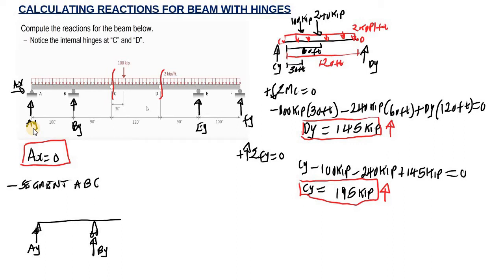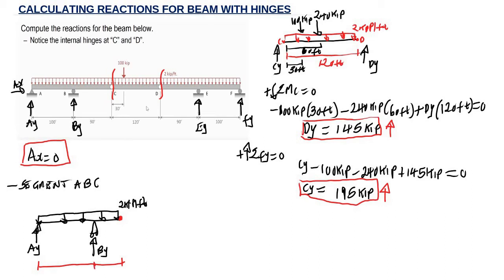Then this is the distributed load, and the distributed load is 2 kip per feet. Now this is the point C, as you can see. So we need to resolve this distributed load as a point load. How can we do this? We just need to take the area, and we know this distance. This distance is basically 100 plus 90, which is going to give us 190 feet.